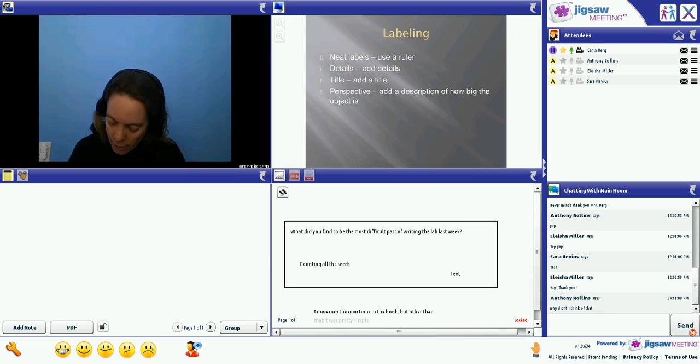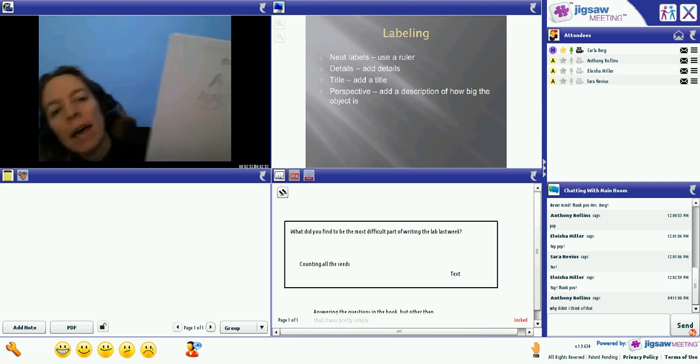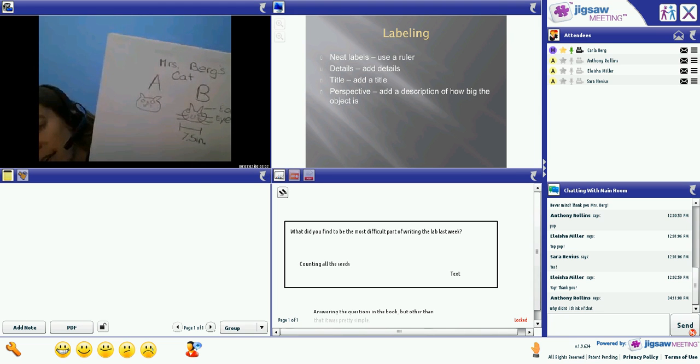So for example, the width of my cat face is 7.5 inches. So in order to label that on my diagram, I drew brackets from the right side of the face to the left side of the face, and underneath the brackets, I put the width.